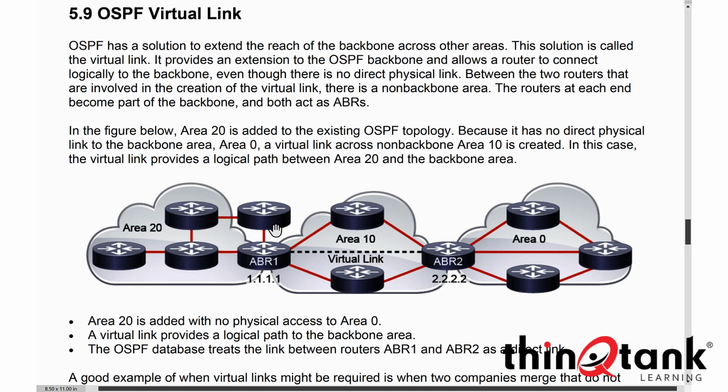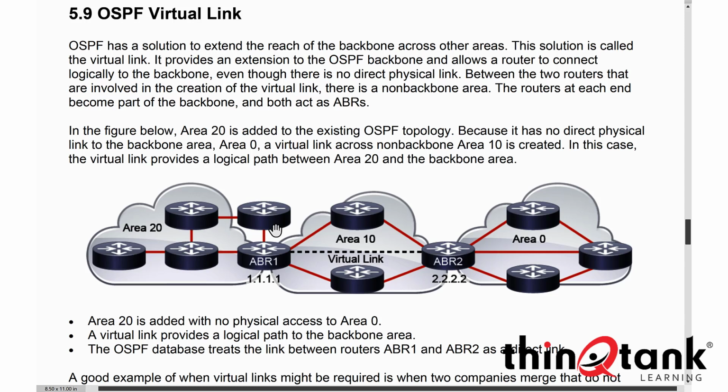All right. Now, there's a couple of rules when it comes to creating these virtual links. First of all, the virtual links are configured only on the ABRs. It doesn't matter how many routers you have in between those two ABRs. In our example, we only have a couple of routers in the area 10, but that virtual link can span as many routers as necessary within a single area.